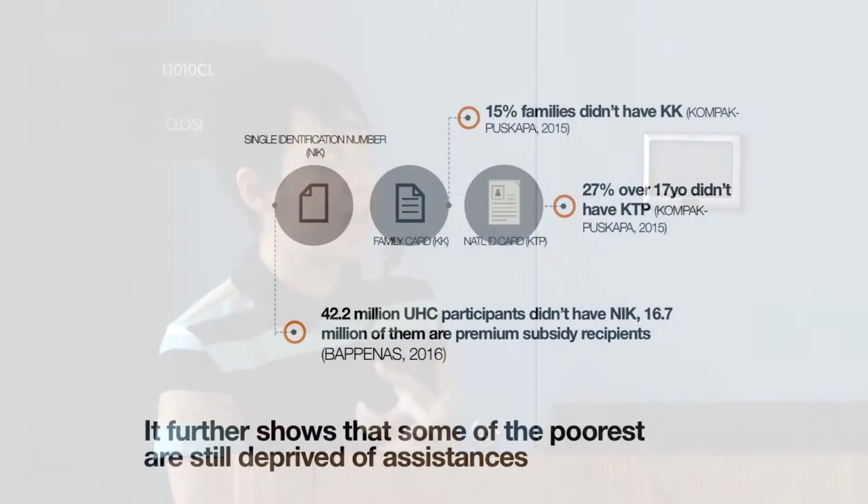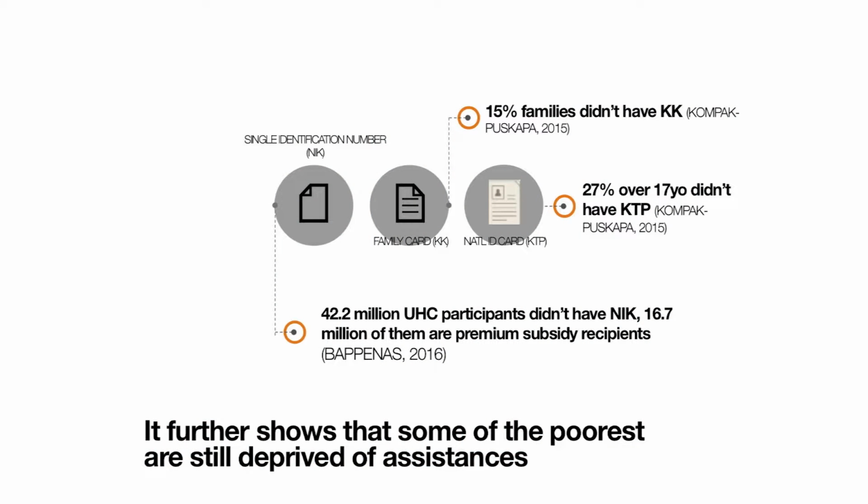Okay, then these numbers further show that some of the poorest are still deprived of access to social assistance, because still, about 15% of families, mostly the poorest, didn't have the family card. More than 27% of adults didn't have the national ID card. And this is just an example of how everything is not interlinked.